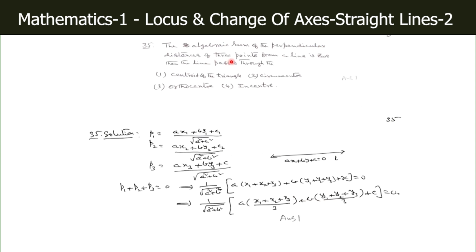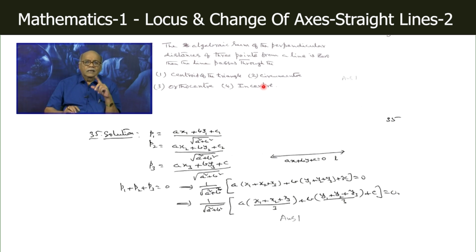If the algebraic sum of the perpendicular distances of 3 points from a line is 0, then the line passes through the point: 1, centroid of the triangle; 2, circumcenter of the triangle; 3, orthocenter of the triangle; 4, incenter of the triangle. Here, algebraic distance of a point from a straight line means without modulus. The same perpendicular distance formula without modulus is called algebraic distance.